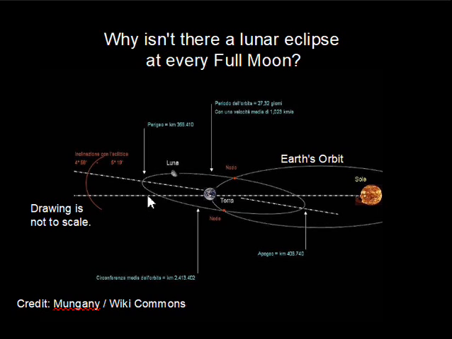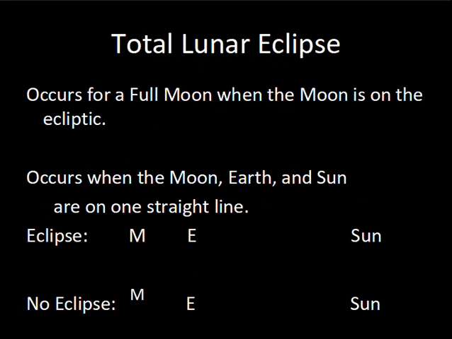So we need this special alignment, and I'm not going to go into it, but that's what's labeled node on the drawing here. When the moon is on the tabletop of the Earth's orbital plane, then we would get an eclipse. And I'm not going to talk about solar eclipses here, but this discussion also applies to that. So here's another attempt at describing what's required to get a total lunar eclipse.